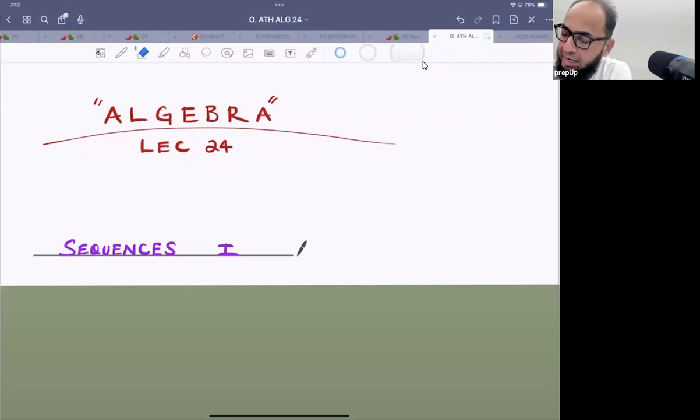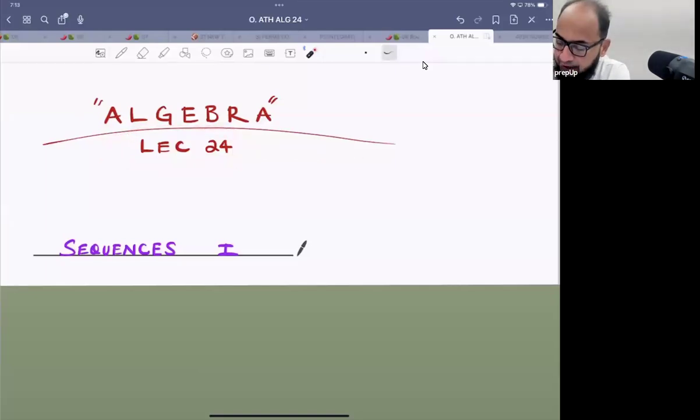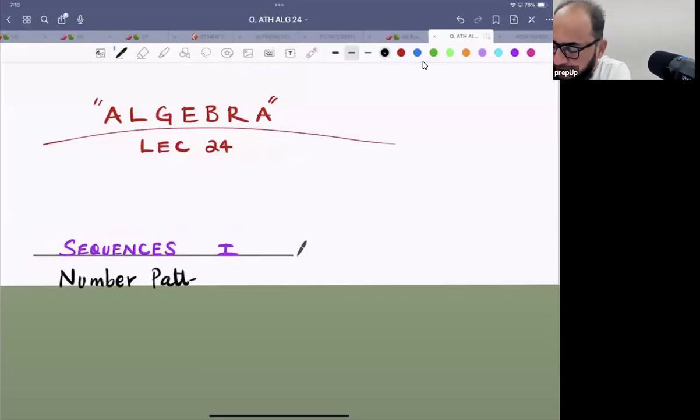Now we are on algebra and this is lecture number 24. We know that algebra is a very lengthy topic. We are almost till the very end. And now we are focusing on sequences part 1. Sequences are also known as number pattern. Sequence, pattern, they mean the same thing. So let me highlight sequence, let me highlight pattern.